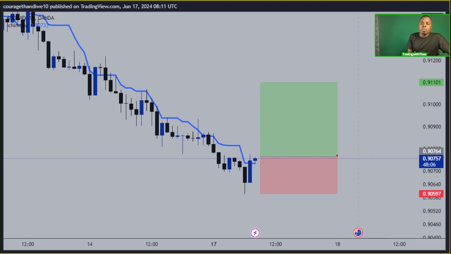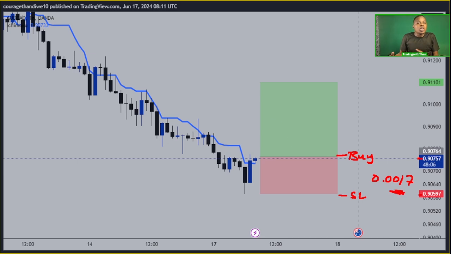Let's say you were buying here. You buy here, and then you put your stop loss right here. First thing, before I place the trade, I know that I'm going to put my stop loss here. So I need to calculate the amount of pips from the buy trade to the stop loss. In this case, you just subtract these two numbers and you are going to get 0.0017, which is 17 pips, right? 17 pips from the buy to the stop loss.